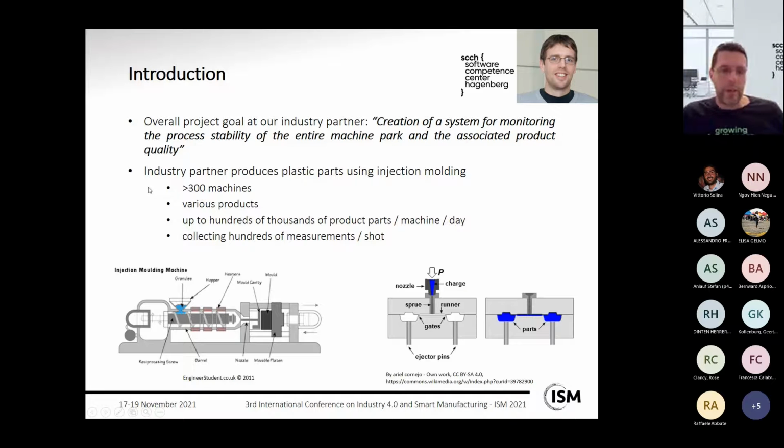Our industry partner has a machine park with several hundreds of machines. He produces various, that is, several dozens of different products, and each machine produces up to hundreds of thousands of product parts per day, and with each shot, hundreds of measurements are collected.